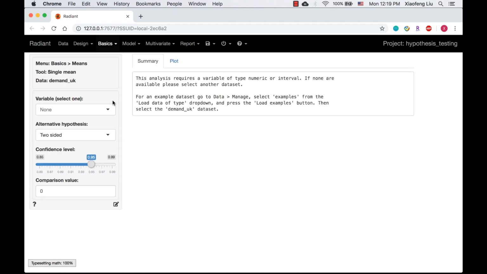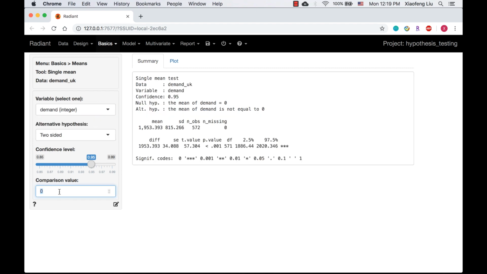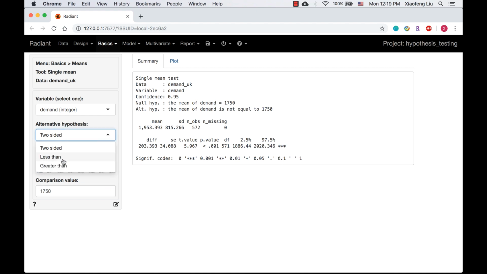Our null hypothesis is that the average demand in the UK is equal to 1750 units, so we enter 1750 into the comparison box. We will choose greater than for the alternative hypothesis, because we want to determine if the available data provides sufficient evidence to reject the null hypothesis and favor the alternative: average demand in the UK is greater than 1750 units. Usually we choose significance level alpha as 0.05.